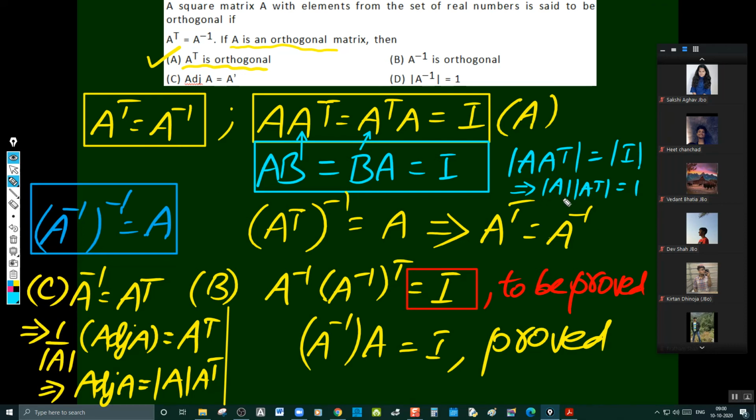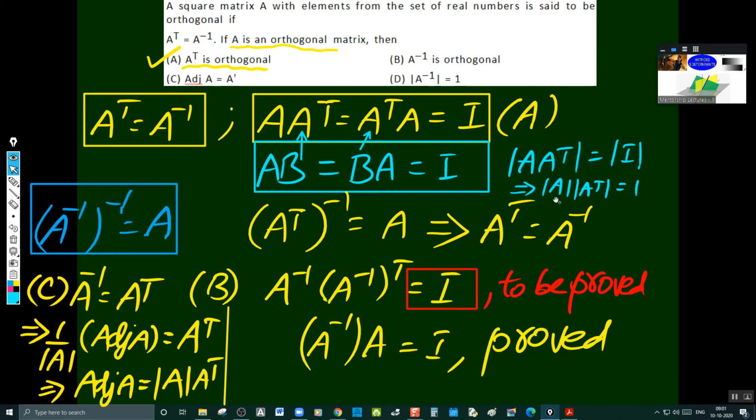We are learning the properties also simultaneously, and we are reminding the concepts or the formulae. Det of A and det of A transpose both are same. So this becomes det A into det A. Det A is plus or minus 1. And hence this is 1 only. So adjoint A is equal to A transpose is correct.